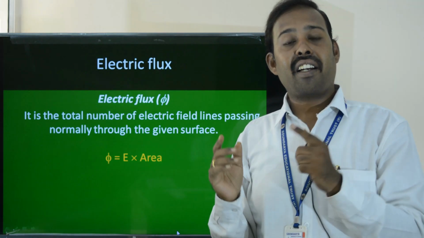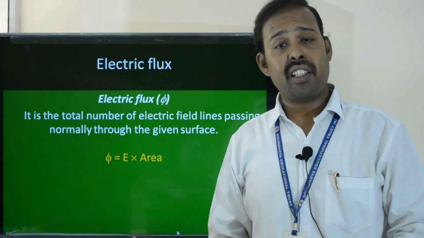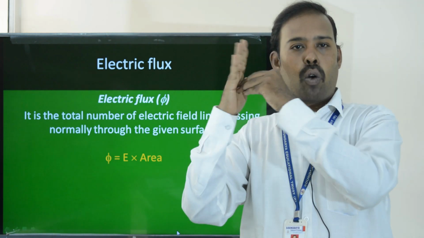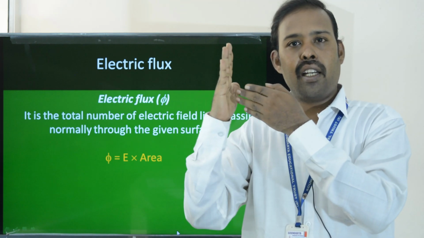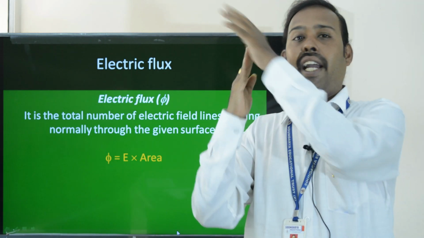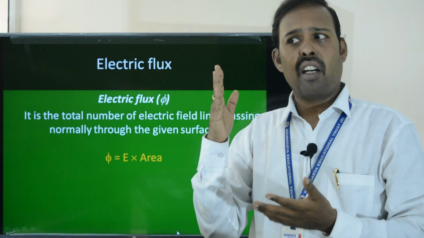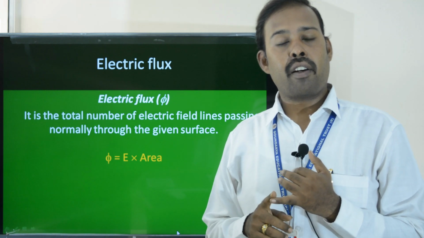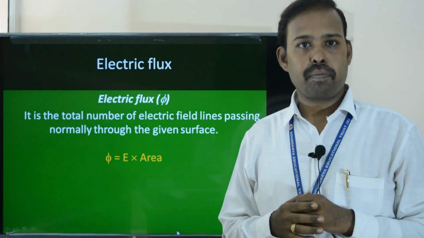So that means this electric flux depends upon two things. One is the electric field intensity, and the other is area. For example, if the intensity of air lines or electric field lines which are entering through the surface or an area is more, the electric flux will also be more. If this area is increased, then the number of field lines entering through the window will increase, and again the flux increases. So the electric flux depends on the electric intensity and also the area.